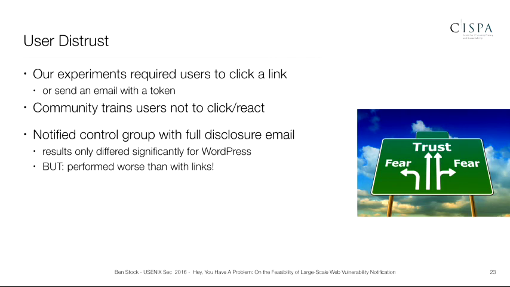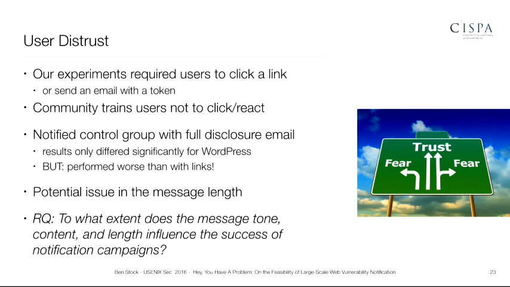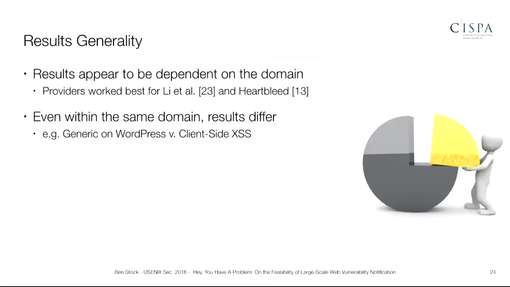And one potential issue here might have been the message length. There's a super long message, which is very technical right away. You don't have a trust anchor in terms of an HTTPS certificate. So this might have all factored into this issue. And the question that I would like to see answered is really, to what extent does the message tone, the message content, but also the message length influence the success of these campaigns if we were to notify people about vulnerabilities? Last but not least, it appears that the results are somewhat dependent on the application domain.